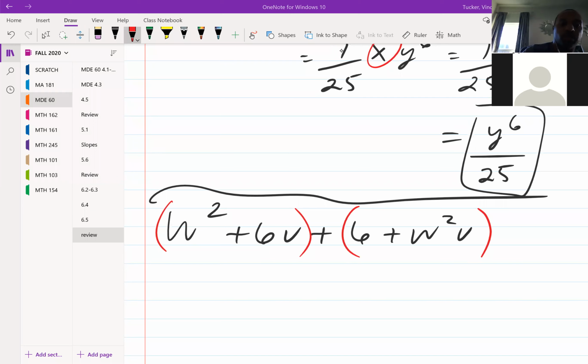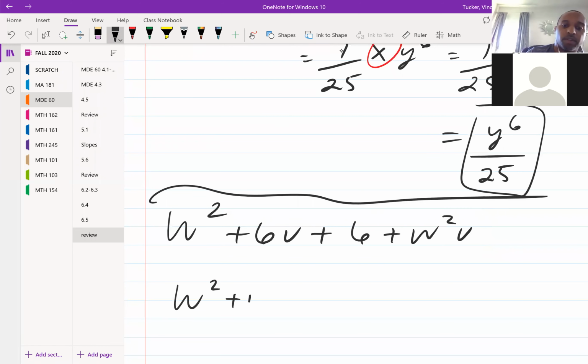So we won't use this grouping, but let's rearrange our terms. And with addition, everything's commutative. So you can rearrange the terms, move your terms around. Just remember that whatever's positive needs to stay positive, whatever's negative needs to stay negative. So let's put the w squared and the w squared v together. And the 6 and the 6v.